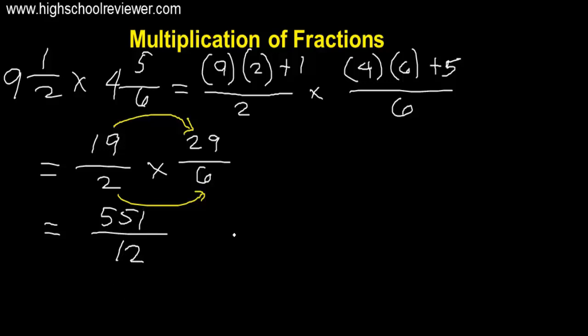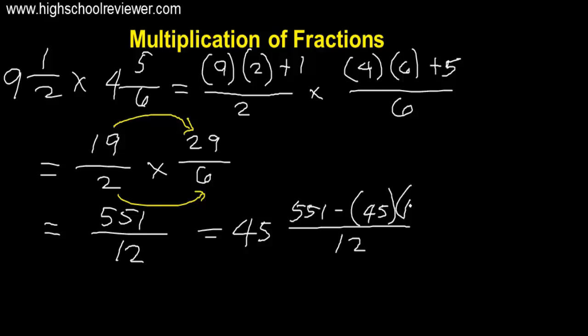But we can still simplify this. So to simplify, 551 divided by 12, the whole number here is 45. And then just copy the denominator, which is 12. And for the numerator, that will be 551 minus 45 times 12. This will give us 45, and the denominator is 12. Our numerator is 11. Therefore, 45 and 11 over 12, this is our final answer.